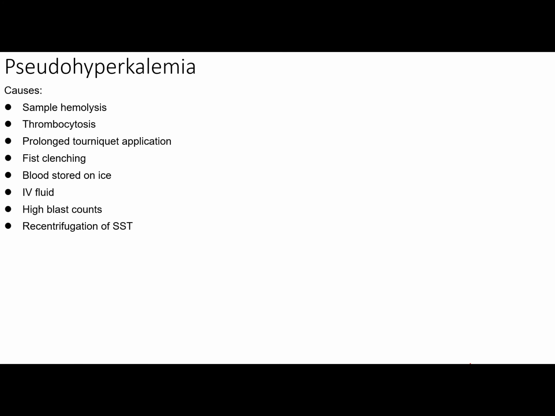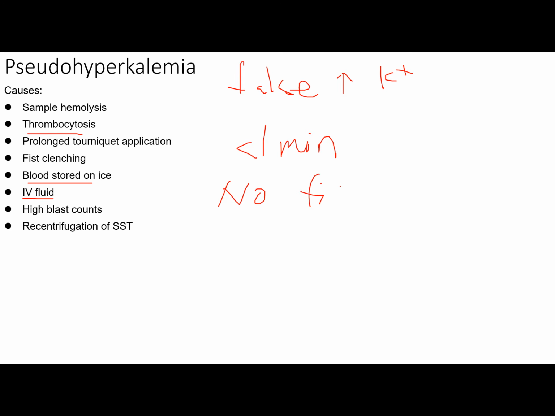Now, there's also what we call pseudo-hyperkalemia. Pseudo-hyperkalemia is a false increase of potassium, usually caused by a hemolyzed sample, increased platelets or thrombocytosis, prolonged tourniquet application, fist clenching, blood stored on ice, IV fluid, high blast count, and recentrifugation of the serum separator tube. So whenever you perform extraction for potassium, class, the tourniquet should be on for less than 1 minute, and there should be no fist clenching.